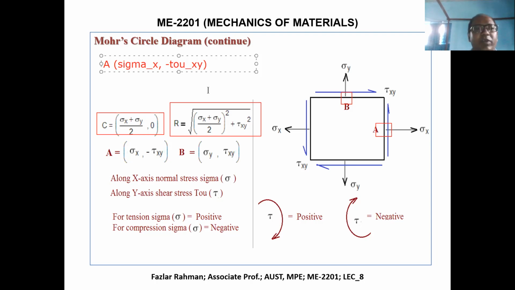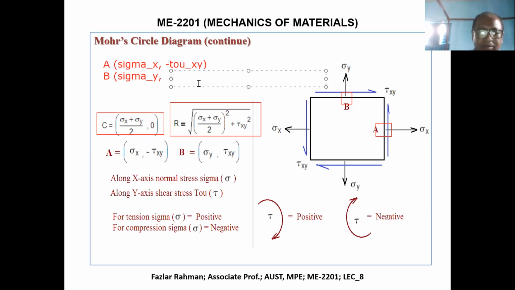Similarly, you look for point B. At point B, we have sigma y, comma. What is the tau over here? At point B, this tau is rotating clockwise, right over here, this tau, I'm showing with my mouse. So then right over here, you need to write down positive tau x, y. This is the coordinate.